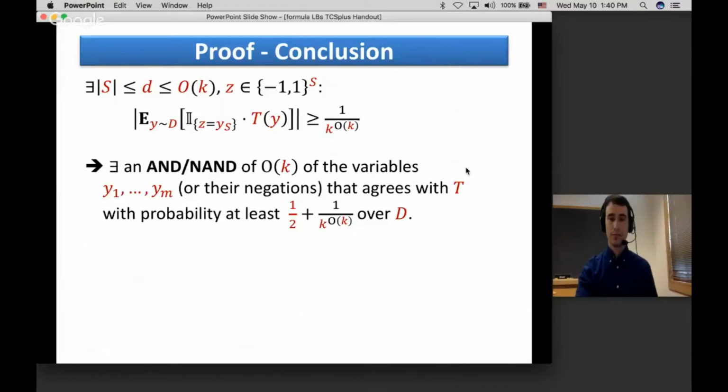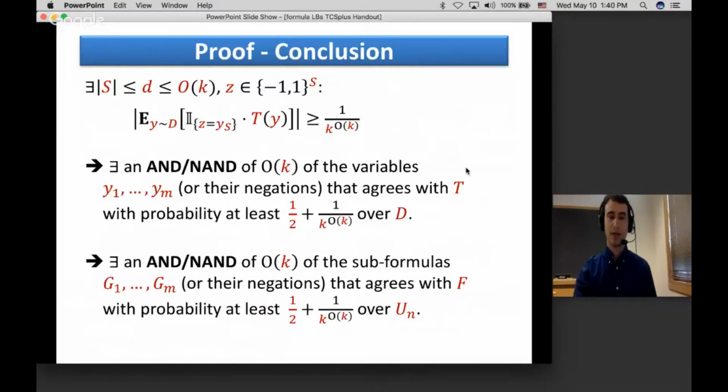And this brings us back to the original formula. We get that there exists an end of k of the subformulas that agrees with the original formula f with probability half plus 1/k to the k over the uniform distribution. So this really concludes the proof of our theorem. Okay, so it would be a good point to stop for questions if you have any.